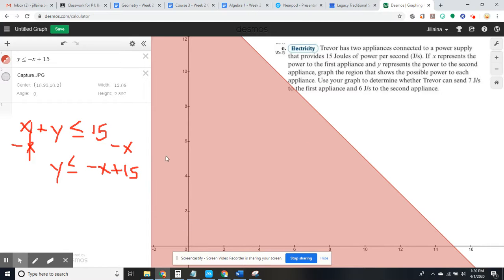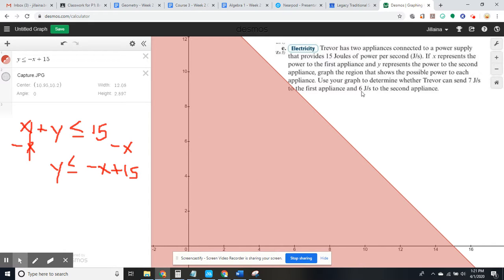Obviously, you can't have negative power draw for appliances. Generally, they won't create power. The negative values of this graph are irrelevant for this word problem. So we're looking for points in this shaded region.